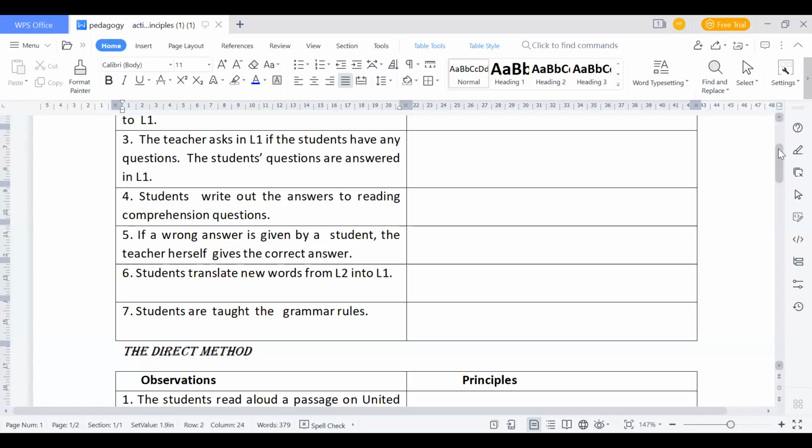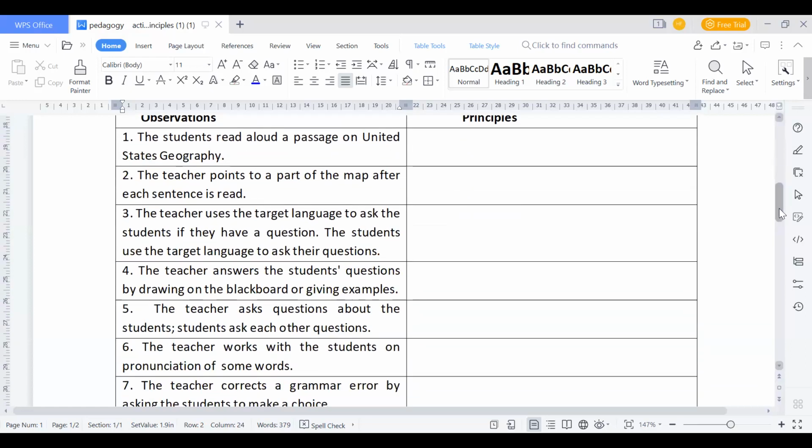Very good. So number 7, what is it? Students are taught the grammar rules. The main goal is to teach the grammar rules. The teacher delivers the instructions and the rules. The teacher explains the grammar rule and gives practice activities. Very good. Okay, the role of grammar.